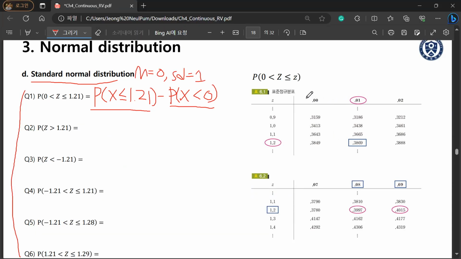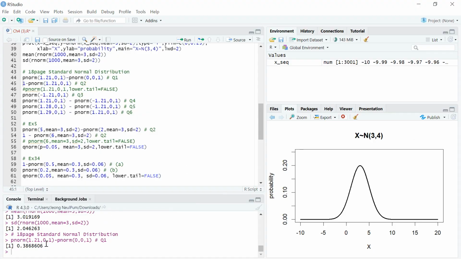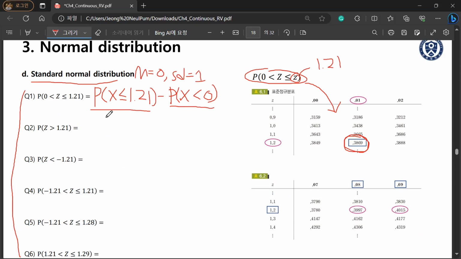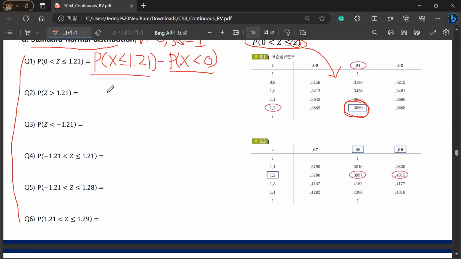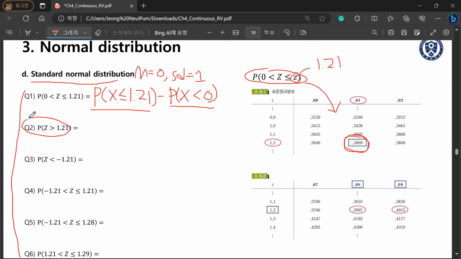And you can also see that for this value, we can refer to the standard normal distribution table, which gives us the probability result from the table. So when z is 1.21, the value has to be this value, and you can see that it is the same as this result here in R programming. So yeah, and I will also deal with this question number 2.